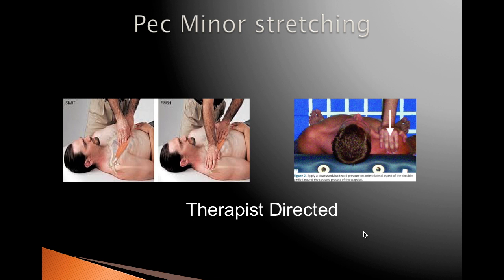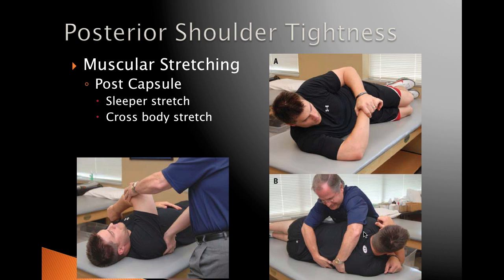Okay, I've also seen it done in sitting, where you're pushing on the inferior angle of the scapula from the back to help with posterior tilt, and then you're pushing from the front with the other hand, and that's stretching the pec minor. Okay. For posterior shoulder tightness, okay, cross body stretch.